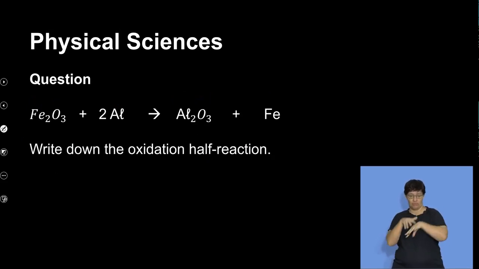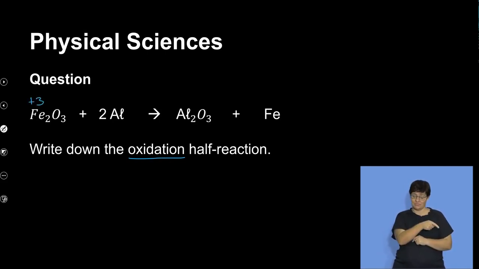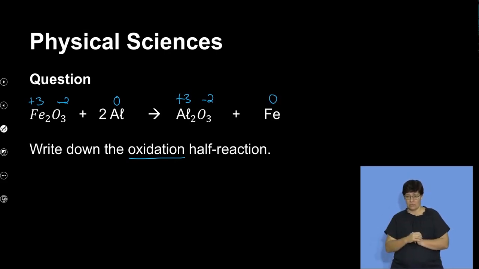Now the follow-up question says, write down the oxidation half reaction. So oxidation involves loss of electrons. So we know that iron here is +3, oxygen is -2 in its combined form, and this one is 0, +3, -2, that is 0. So when oxidation takes place, the substance actually loses electrons and there is an increase in the oxidation number. So if you look at, for argument's sake, aluminium. Aluminium initially has an oxidation number of 0 and then it changes to +3. What has happened to aluminium? Aluminium has lost electrons.